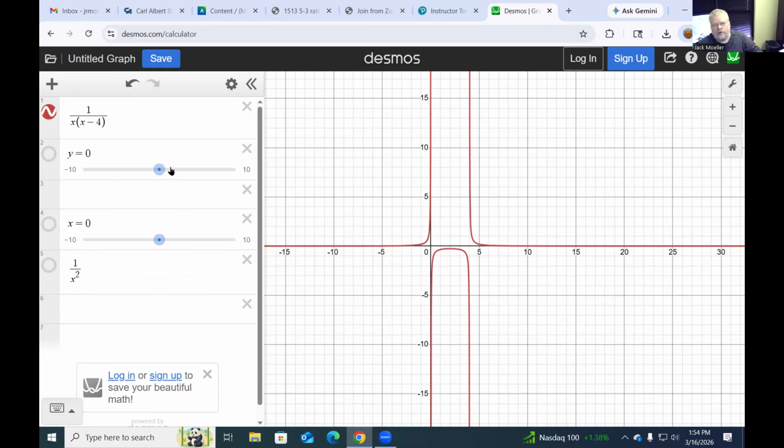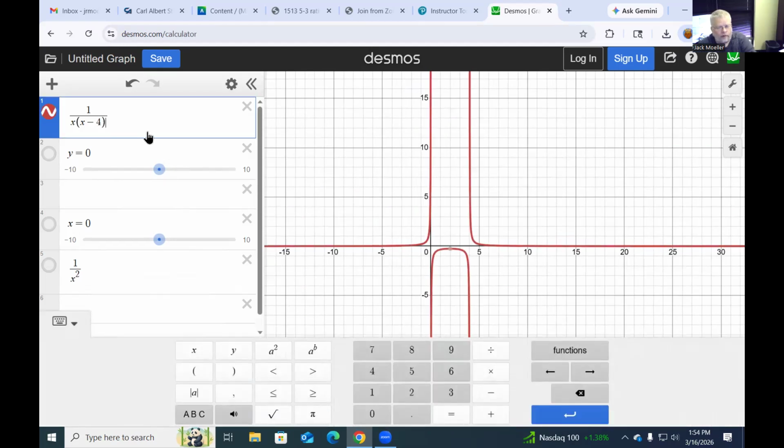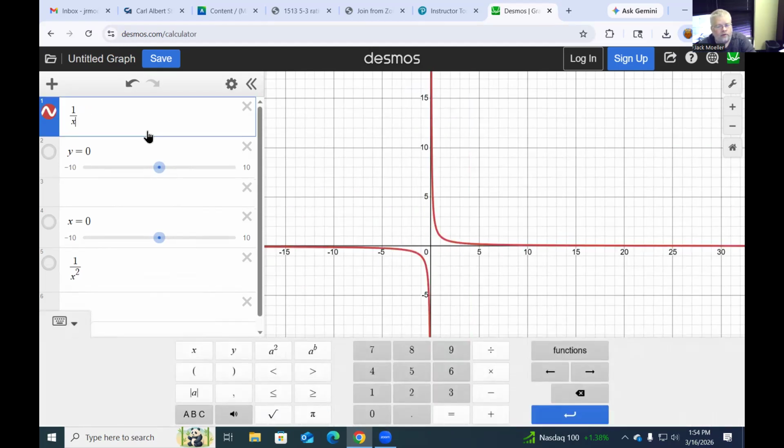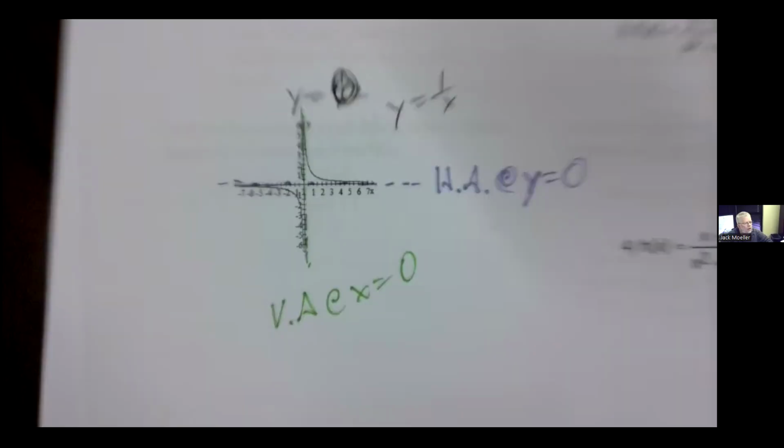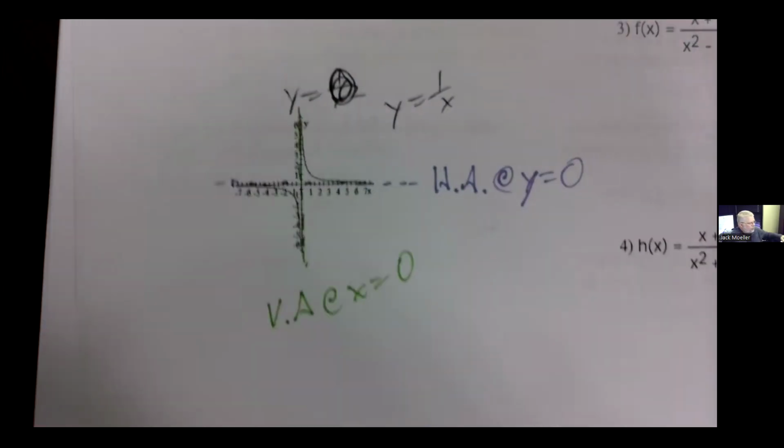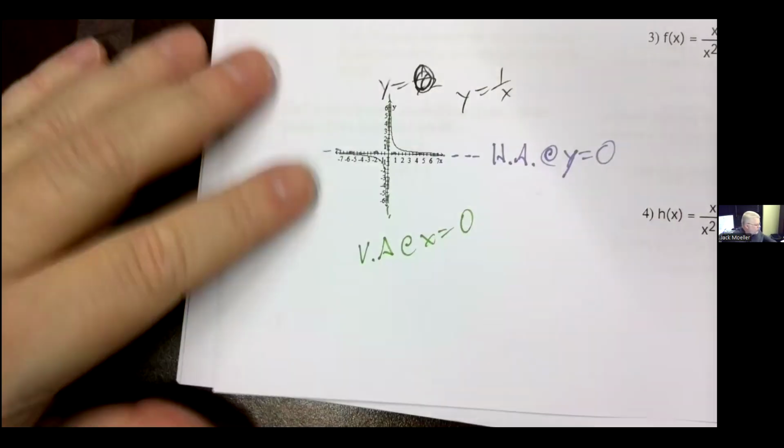Okay, so that's kind of a quick overview of what the graphs look like. And now let's talk about the algebra behind why the graphs are the way they are. So for that, let me go back to the notes. All right, okay. So before we talk specifically on the horizontal and vertical asymptotes, we talk about domain.